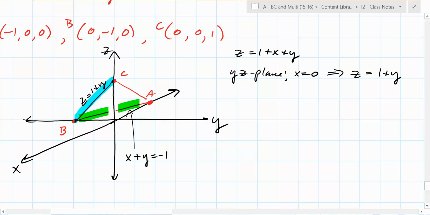The way you can think about this is a piece of plywood being leaned up in the corner of the room. Can you see what I'm getting at?